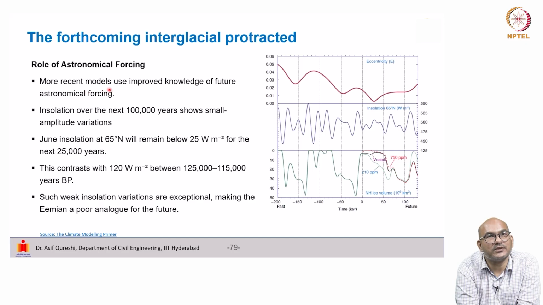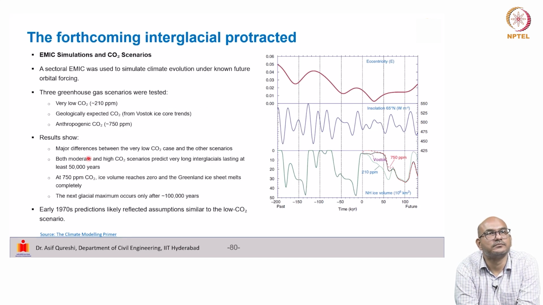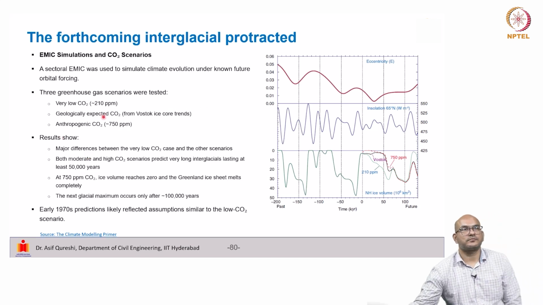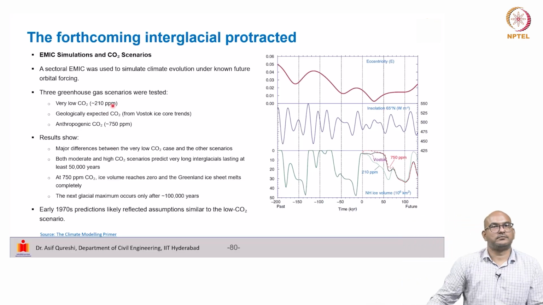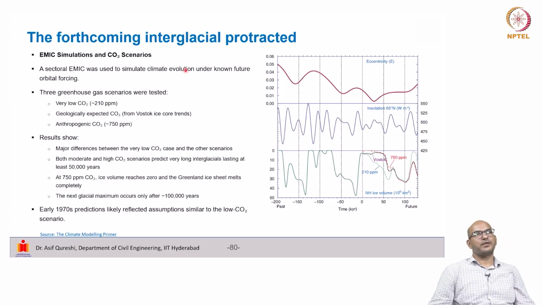Now, more recent models used an improved knowledge of future astronomical forcing, and then there were more predictions. For example, the June insolation will remain below 25 watts per meter square for the next 25,000 years. Then they made simulations for climate evolution under known future orbital forcing, with 3 GHG scenarios: low CO2 of 210 ppm, geologically expected CO2, and high atmospheric CO2 of 750 ppm.